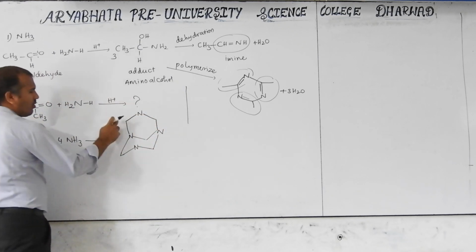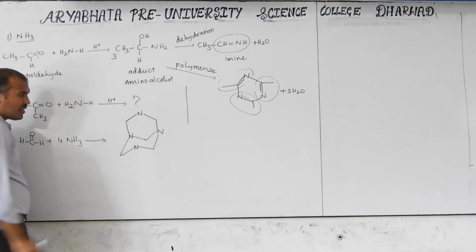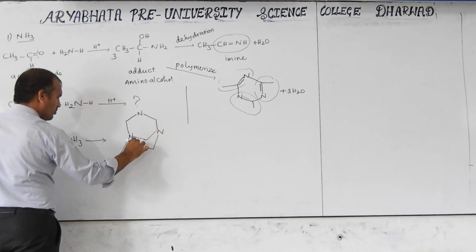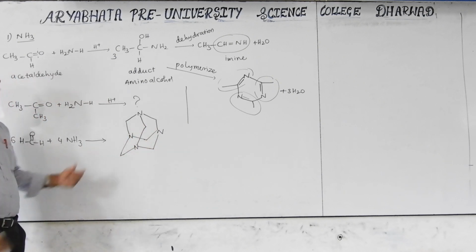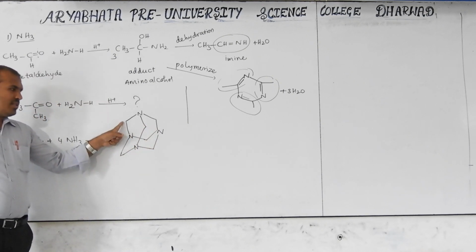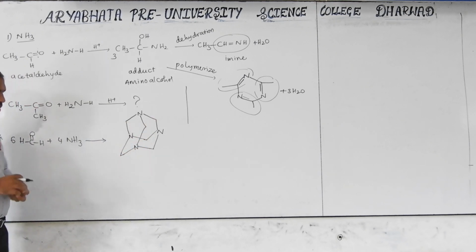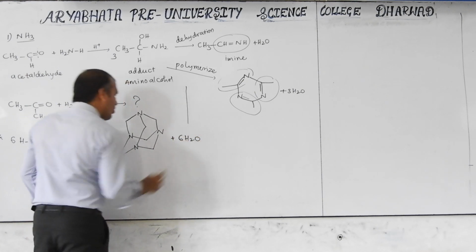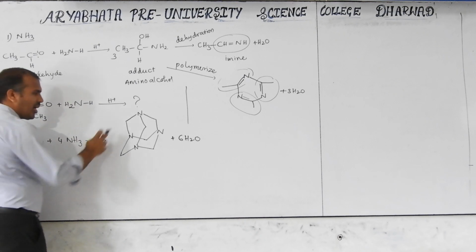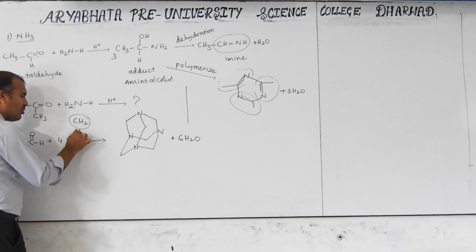Now how many? 1, 2, 3, 4, 5. One more is there. Total 6: first CH2, second, third, fourth, fifth, sixth. Then how many water molecules should be lost? 6 oxygens are there, so 6 water molecules lost. If you balance it, you will get this. How many methylene? The CH2 group is known as a methylene group.